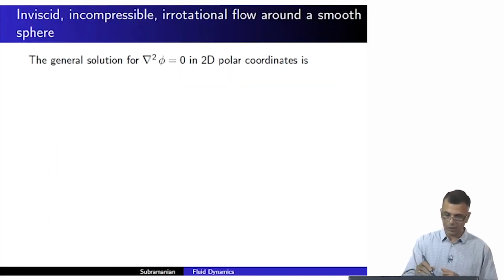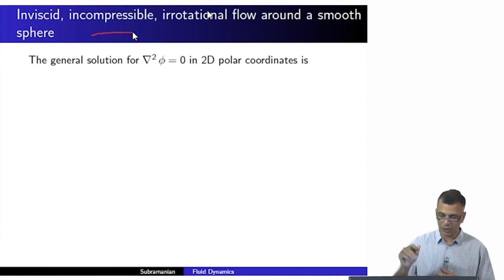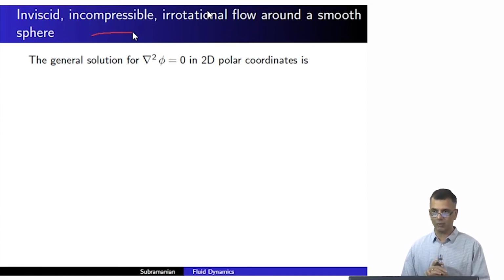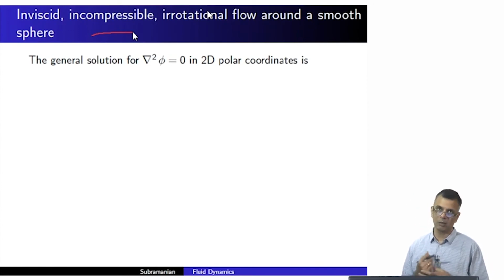So, an example of inviscid, incompressible, irrotational flow around a smooth sphere. These might seem like lots of adjectives: inviscid, incompressible, irrotational, smooth sphere. It's a highly idealized situation to be sure, but you look at these ideal solutions and you have a fairly good idea of how a real world solution will behave. So there is value to looking at these idealized solutions and figuring out the general behavior. I'll leave it at that.